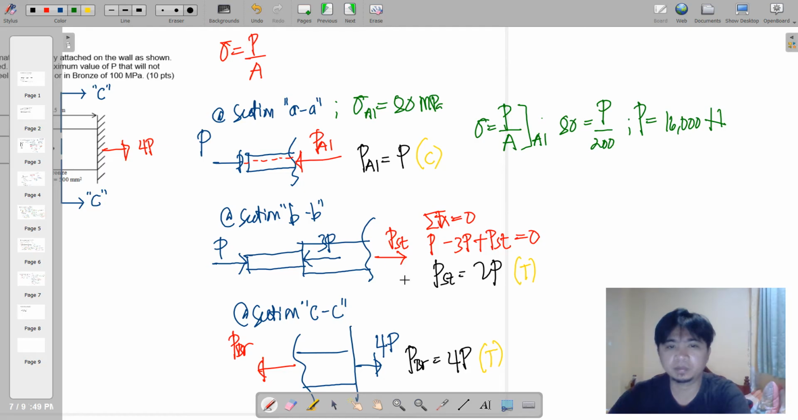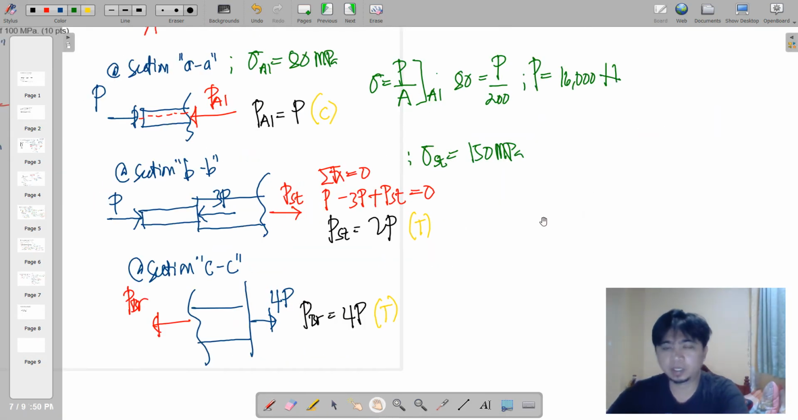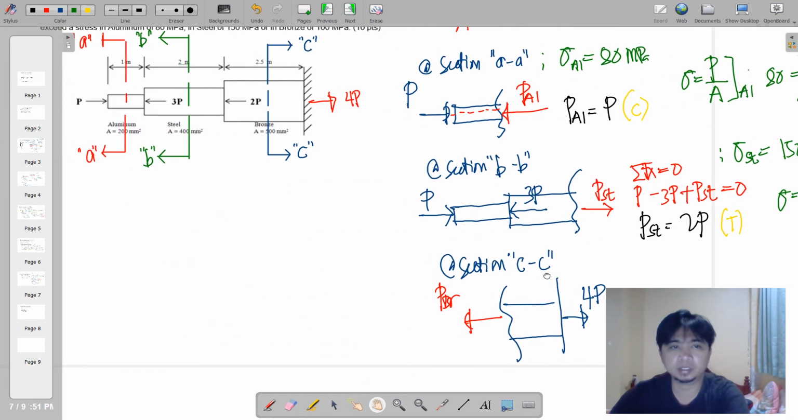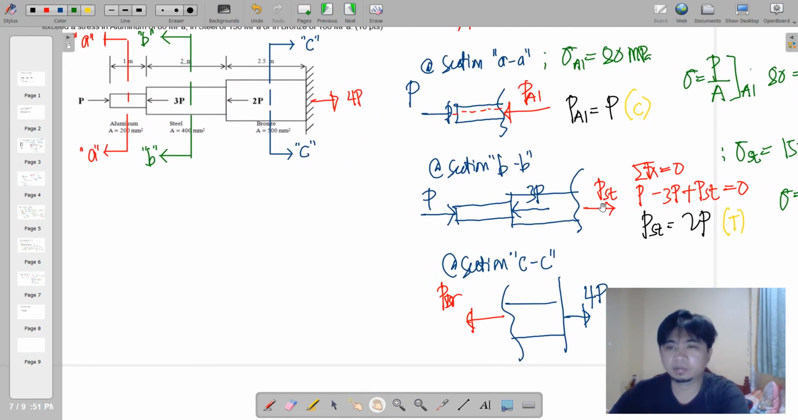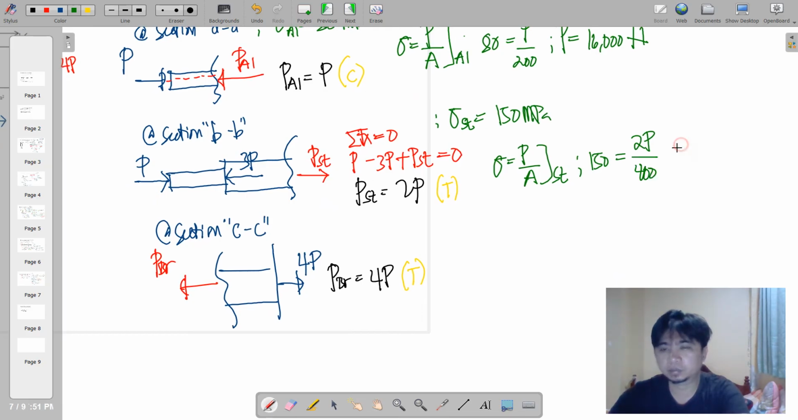So we do the same for steel. So the allowable for steel is 150 megapascal. We use the same formula. Substitute 150. The computed steel is twice of P. So we place that there. And the cross-sectional area for steel is 400 millimeters squared. We just place it there, and then we'll have a value for P. So we have a value of 30,000 Newton.